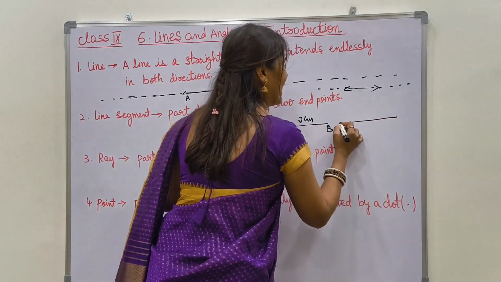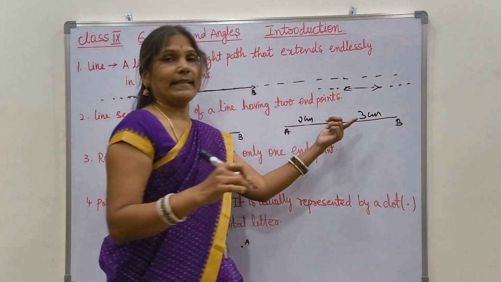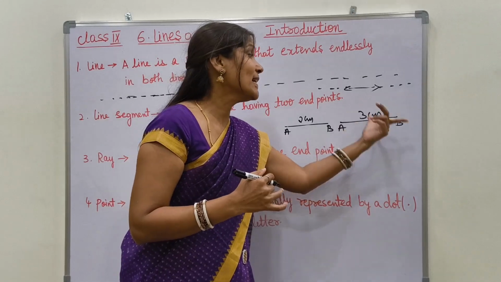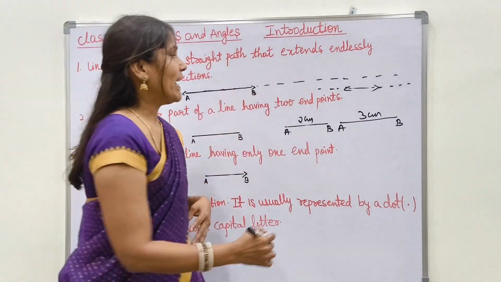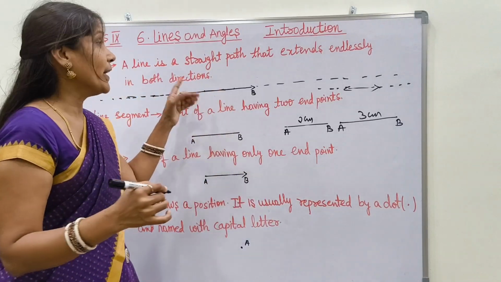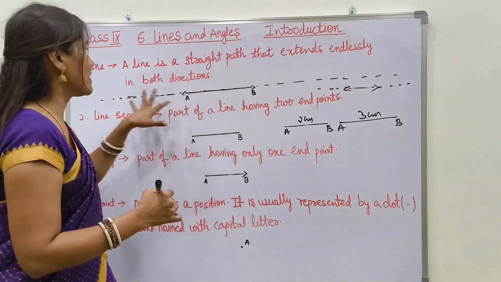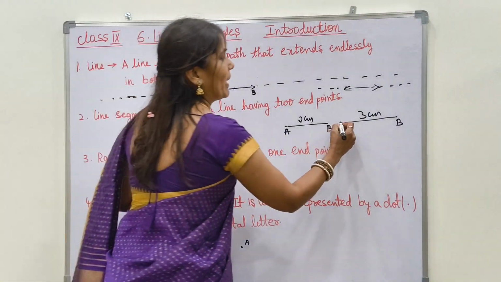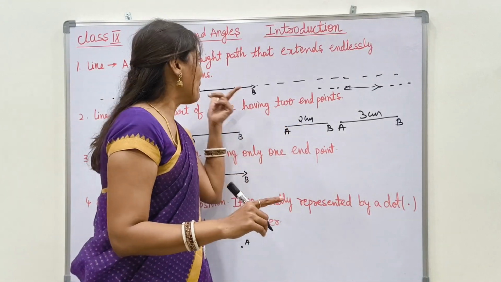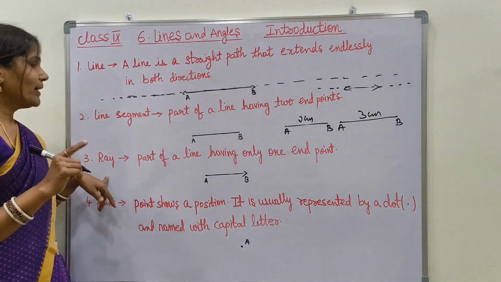Otherwise, I am taking one line segment AB, which is 3 centimeter. Here measurement is there, so it is called a line segment. For a line segment, both sides should have end points, but a line has no end. It is an endless line. You can extend this side also, you can extend this side also. But where there is an exact measurement, it is a line segment. A part of a line is a line segment. Okay.